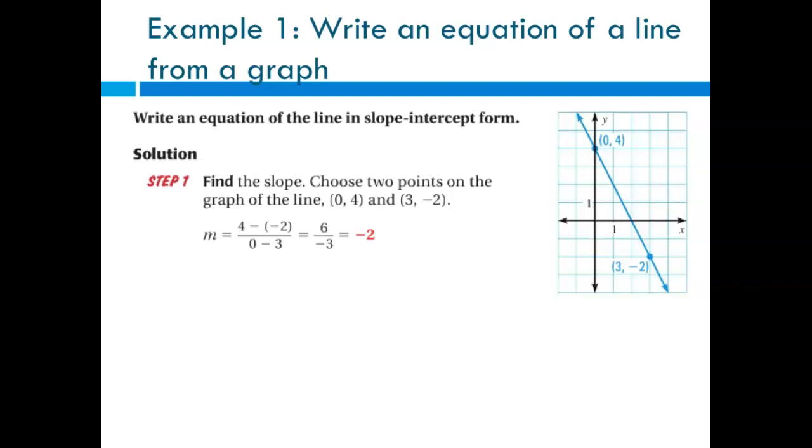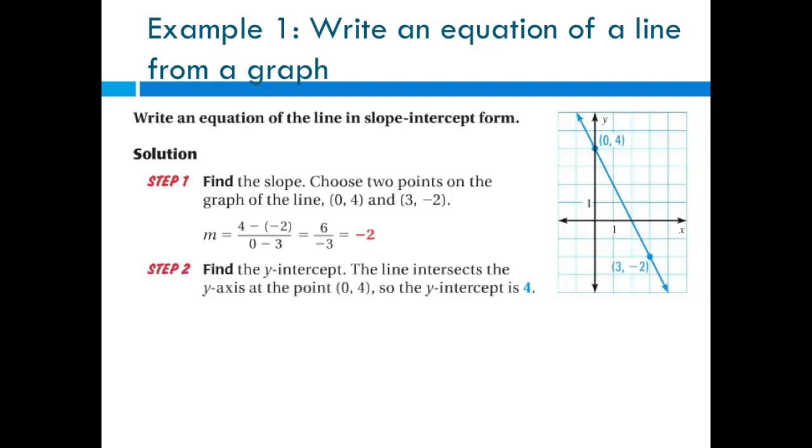Next, we're going to find the y-intercept. Now the y-intercept is where the line crosses the y-axis. So in this case, it's actually given to us very clearly. It crosses the y-axis at the point (0, 4), so the y-intercept is 4. Now we can write the equation. So y equals mx plus b can be written as y equals negative 2, that was the slope, times x, plus 4, the y-intercept.